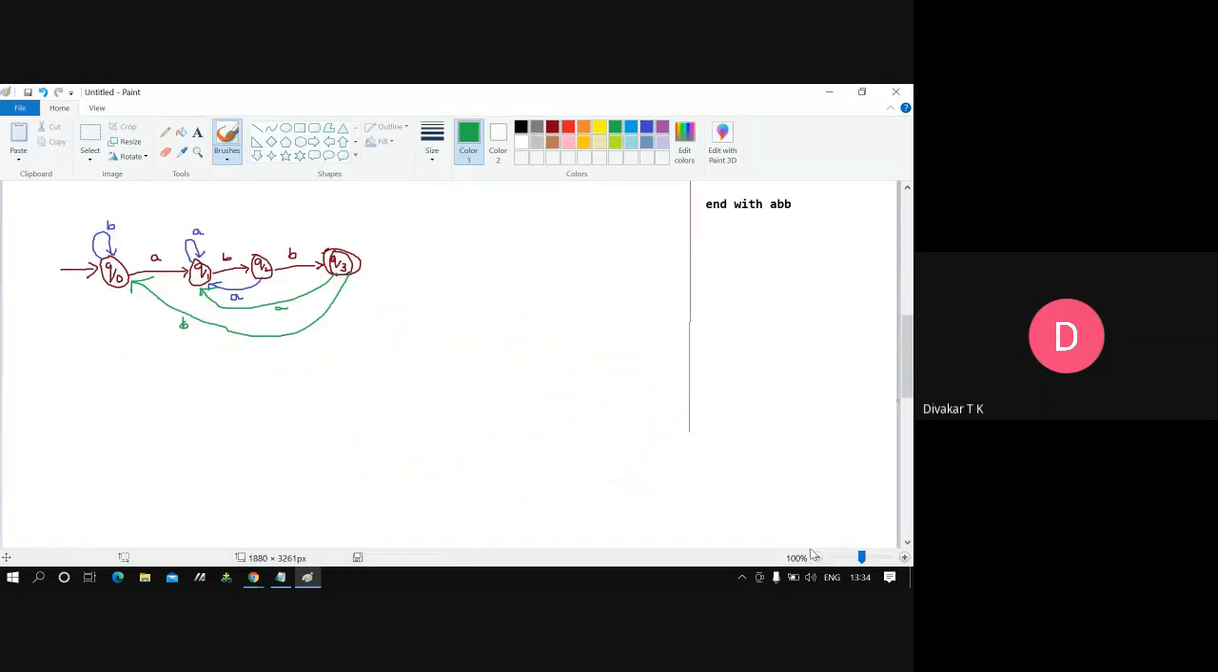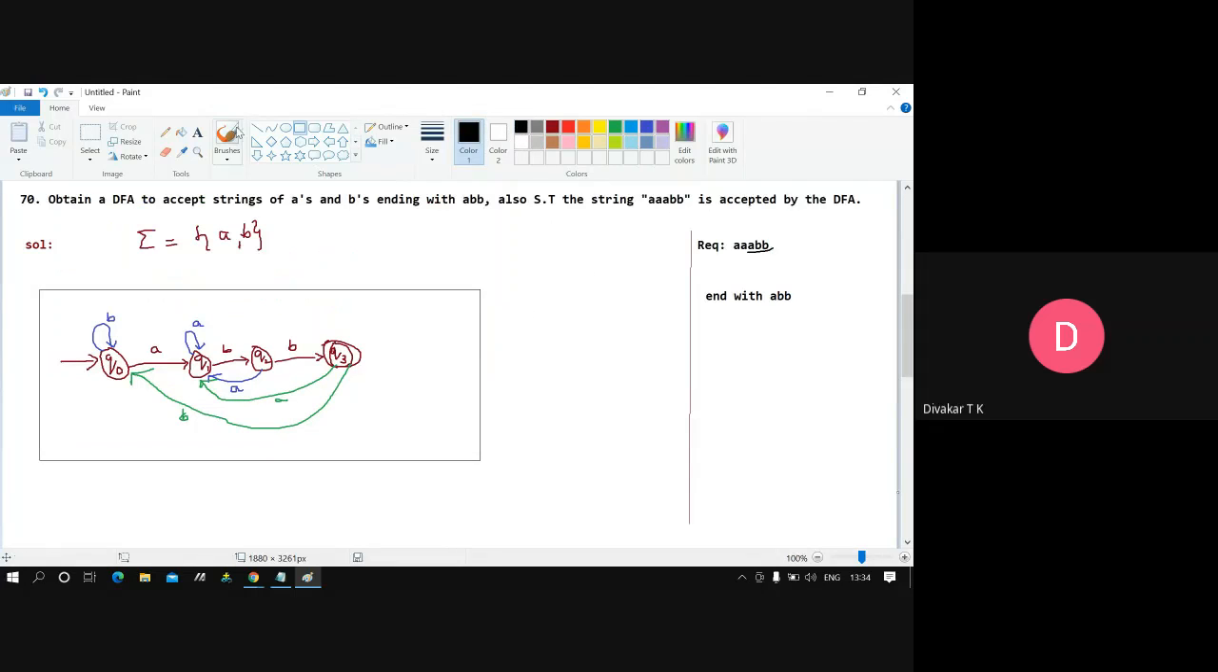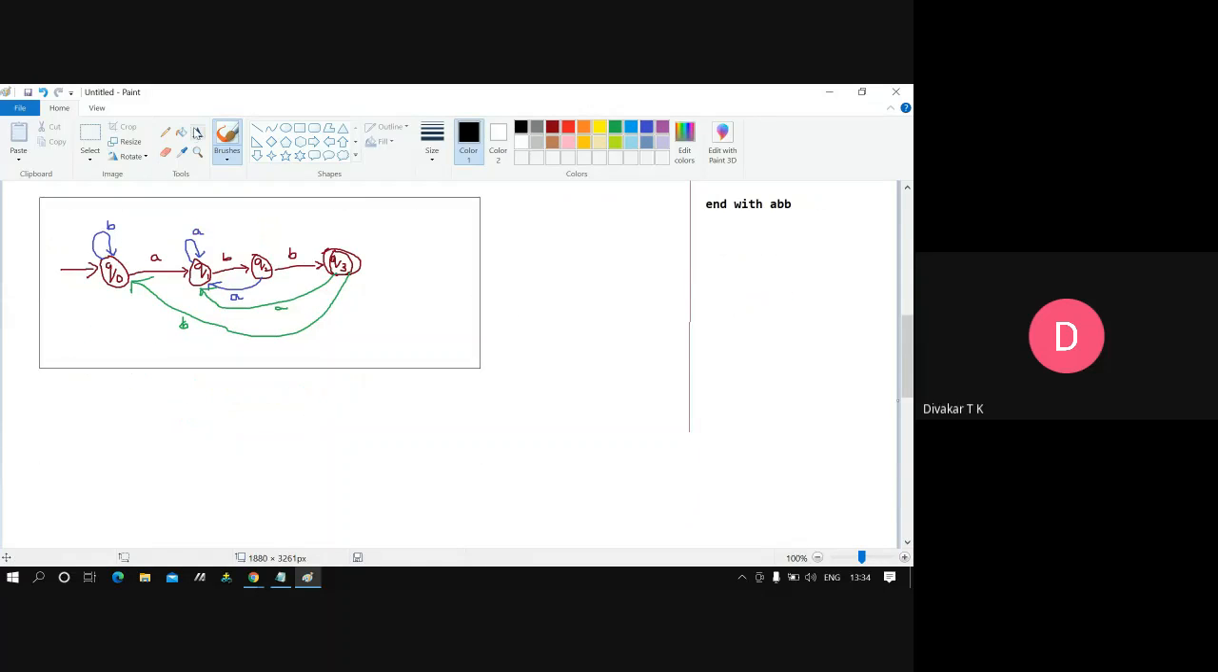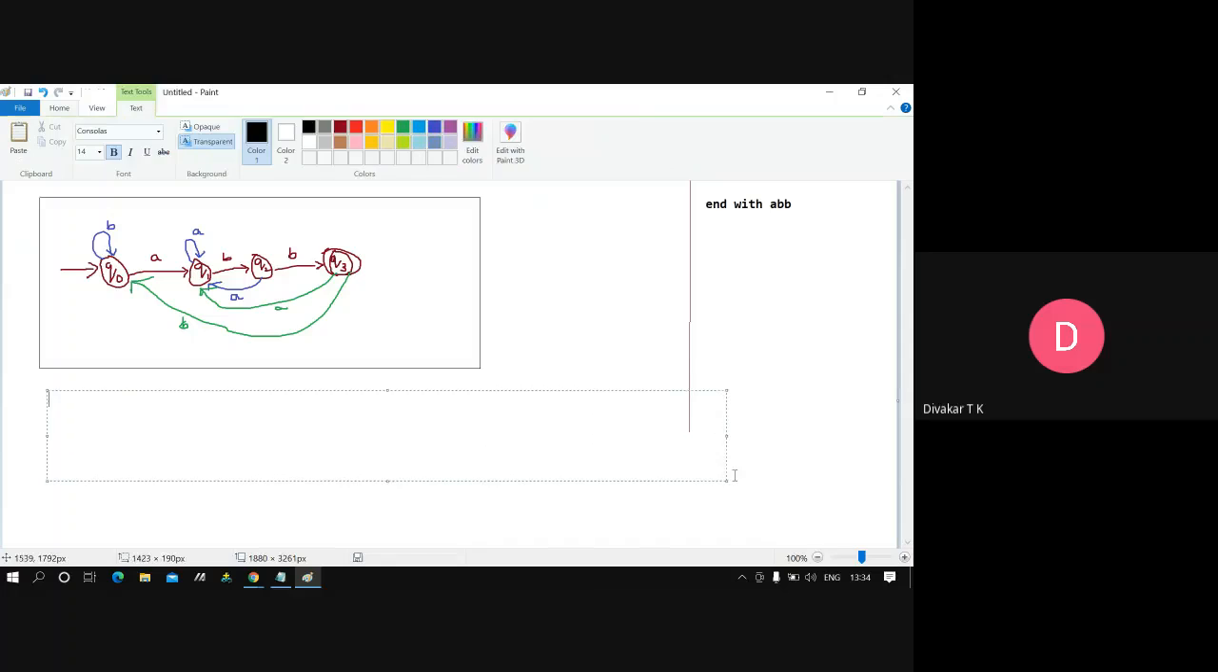We are done with the DFA diagram. If you check 100 times also, this is correct. Whatever diagram we have written is valid. So now the first part of the question is done. Obtain a DFA to accept strings of A's and B's ending with ABB, done. Now we have to show that the string triple A, double B is accepted by the DFA. So how to show this? You have to write.